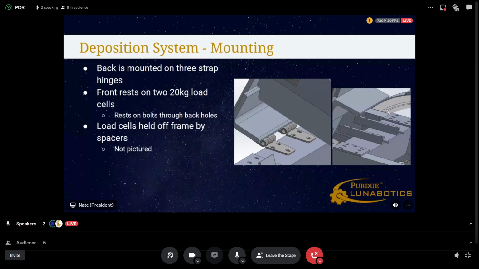The load cells right now look like they're just mounted flat on the frame. That's not correct. They'll be offset by a spacer because they have to be able to bend in the middle, and being mounted straight on the frame doesn't allow for that.